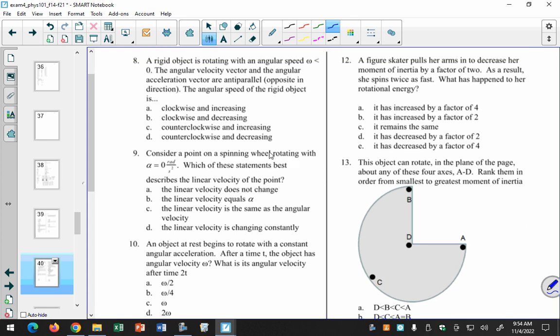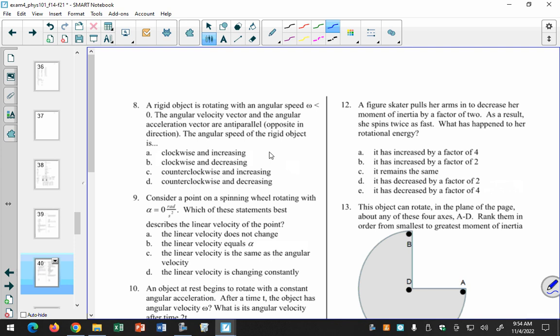Yeah, so number 12 is similar but different. In number 12, it says a figure skater pulls her arms in to decrease her moment of inertia by a factor of 2. First, write down my I omega. That is my angular momentum. She is decreasing her moment of inertia by 2, times a half. That means that omega is going to go up by a factor of 2. Then the kinetic energy is 1/2 I omega squared.